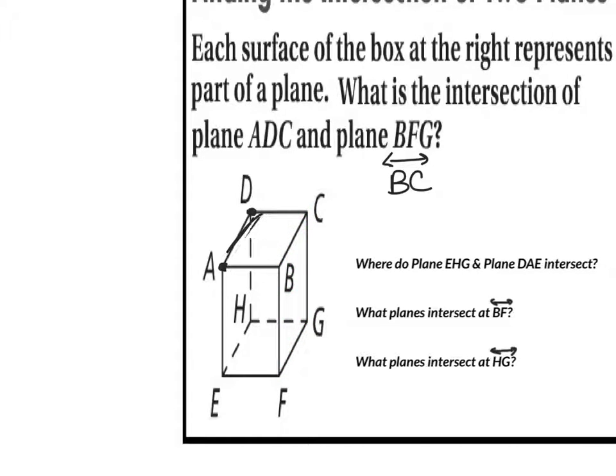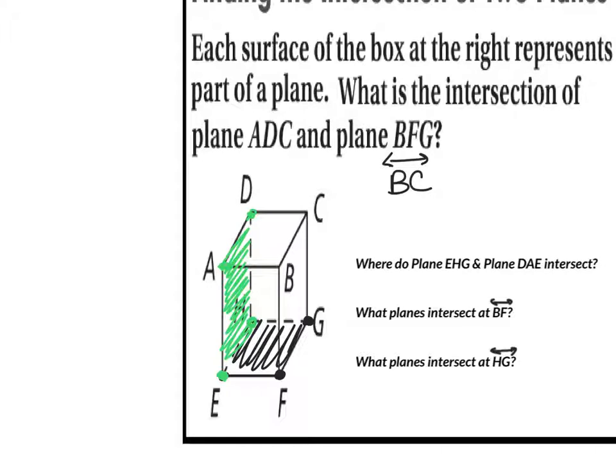Let's take a look at the second example now. It says, where do plane EHG and plane DAE intersect? Plane EHG goes from E to H to G, and the fourth point would be here. So we're looking at the bottom of the box. And then DAE goes from D to A to E, and the fourth point would be H for that side. So I want to know, where do the bottom and the left side intersect?